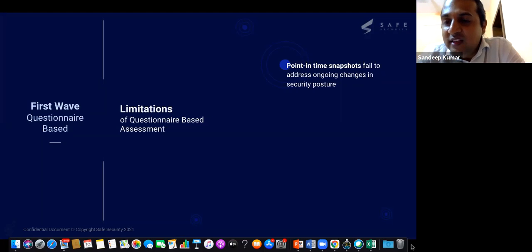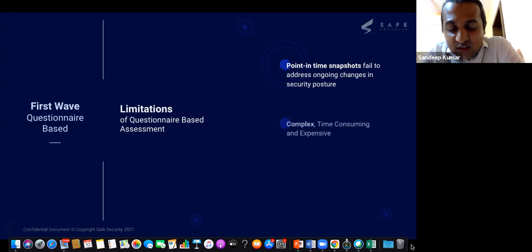And given that these questionnaire-based assessments are done at the time of due diligence, just before the onboarding, or at the time of recertification, it simply fails to capture their ongoing changes in the security posture. In fact, according to Gartner, about 83% of the compliance leaders believe that they were able to identify the third-party risk after the onboarding of the third parties was over.